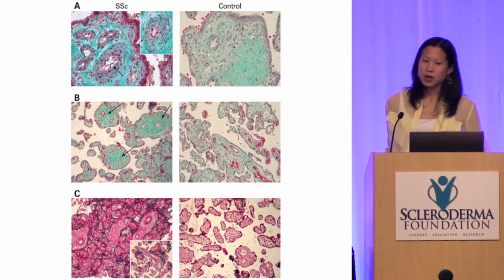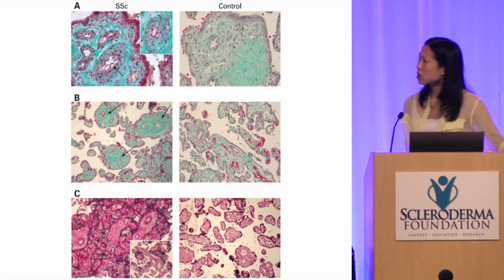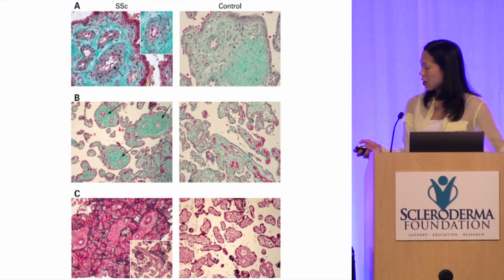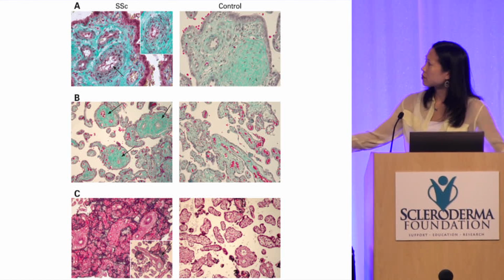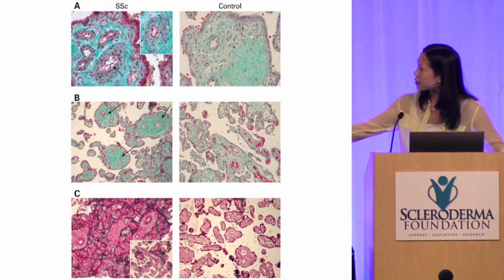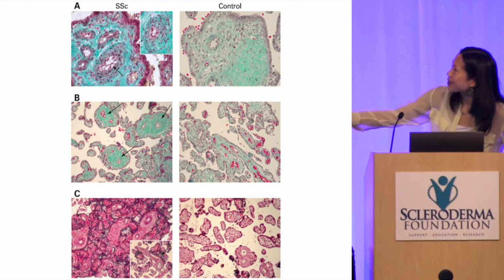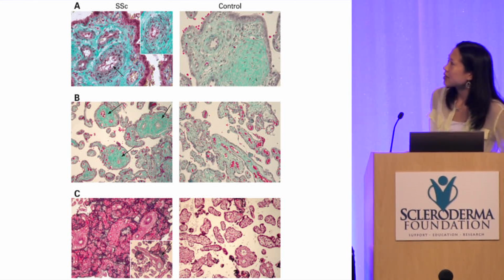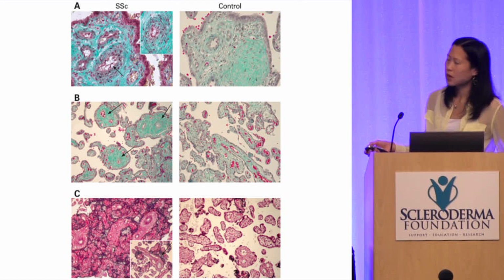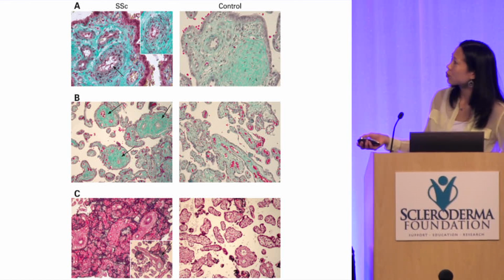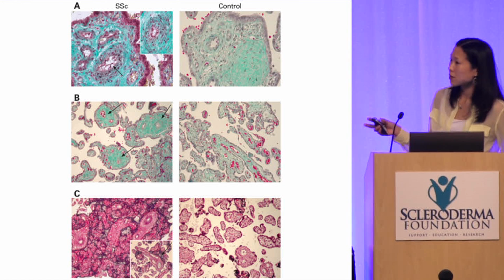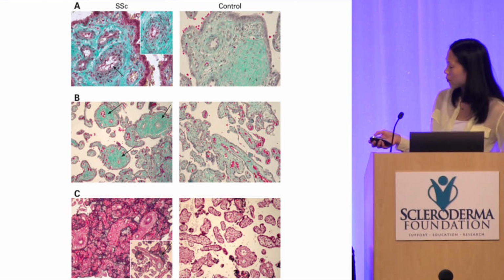So here are photomicrographs of the histology seen in the placenta of a patient with scleroderma. Sorry, I can't find my pointer on the screen, but over on the right-hand side is a scleroderma patient, and then on the left-hand side is the control. And you can see the inner lining of the blood vessel is basically filled with scar tissue in the scleroderma patient compared to the control.